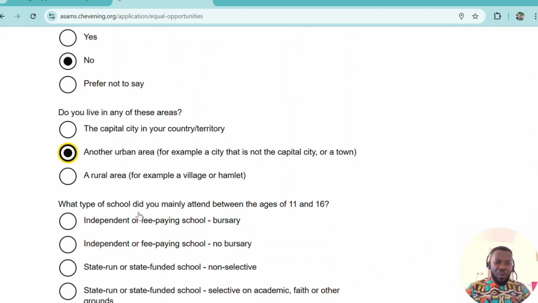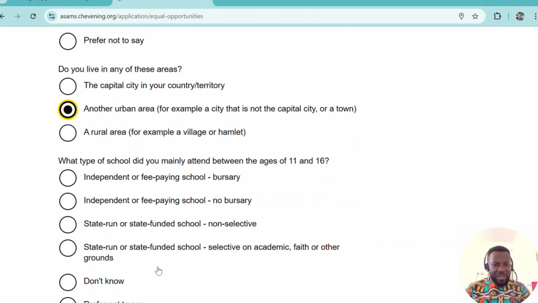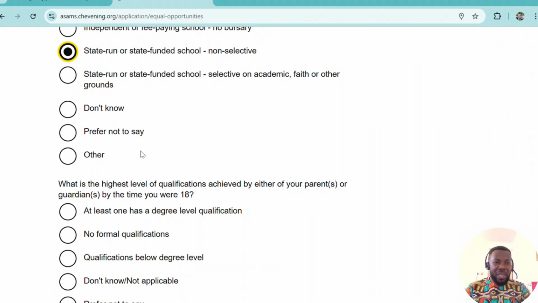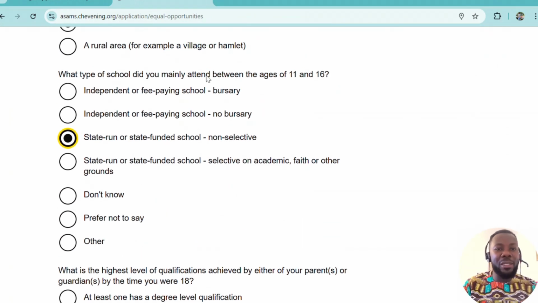What type of school did you mainly attend between age 11 and 16? Independent or fee paying school? Bursary, no. Independent, state run, state funded school, and selective. Yes. So, okay, let me try to explain some of these here and why I selected this. So, the person has attended a government sponsored public secondary school between age 11 and 16.